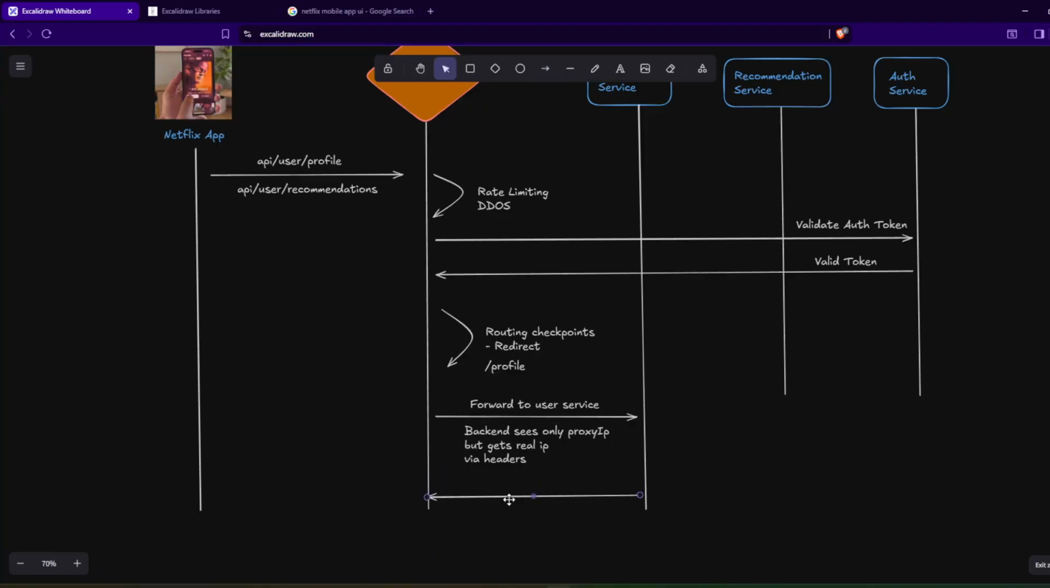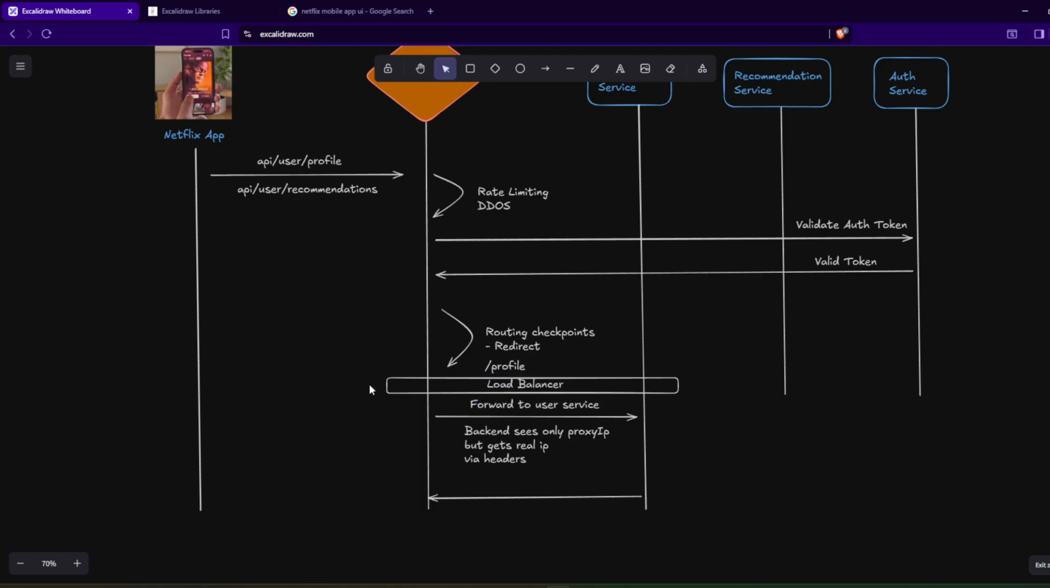Now, before this, I just want to highlight this part. At this stage, it might or might not work as a load balancer.